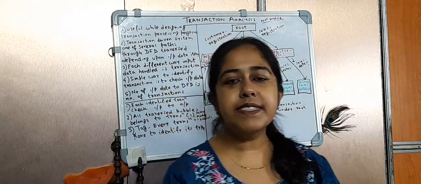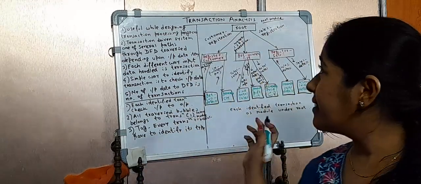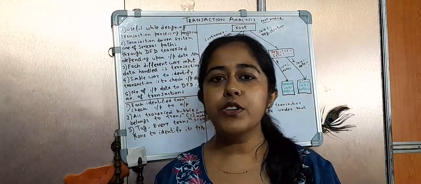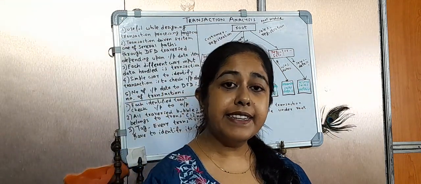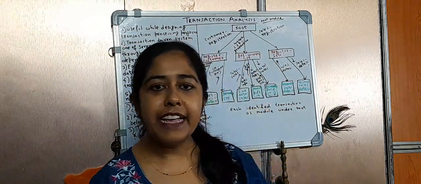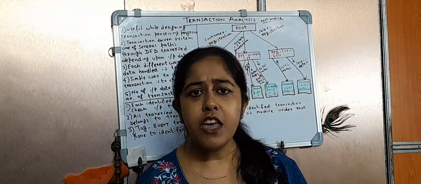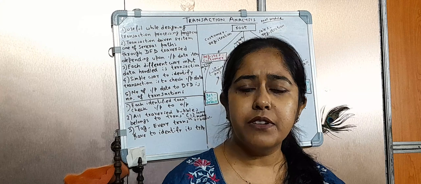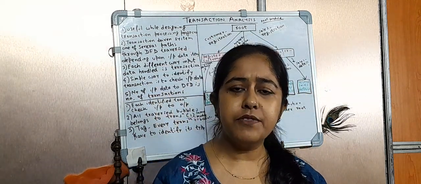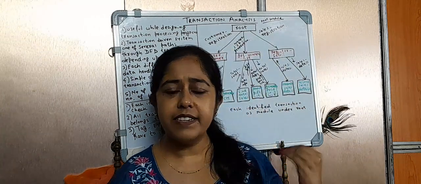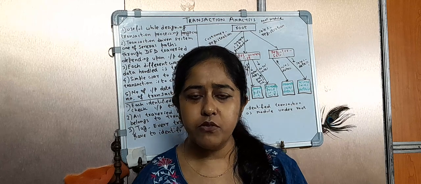Now in today's class we are going to start our next chapter, that is transaction analysis. Now how are we going to make a structure chart from the DFD in the case of transaction analysis? We have all studied transactions, what transactions are and what kinds of transactions we develop in DBMS, our database management system. So what is a transaction? We are not going into that one.